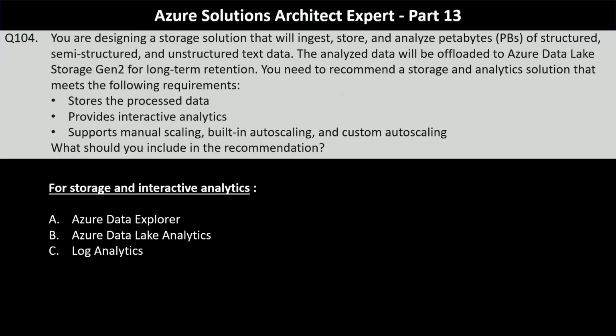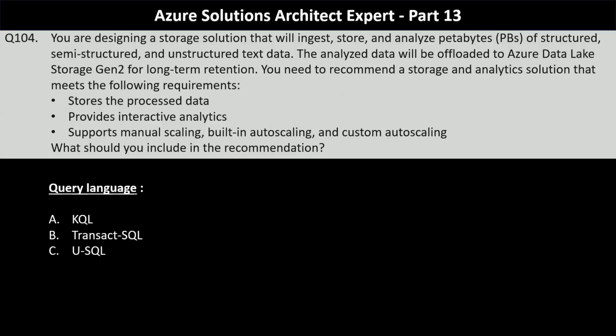The first part of the question is talking about storage and interactive analytics, and your options are Azure Data Explorer, Azure Data Lake Analytics, and Log Analytics. Friends, Azure Data Explorer is optimized for storing and querying structured, semi-structured, and unstructured data, making it ideal for this scenario. It is specifically designed for real-time and interactive analytics on large volumes of data, enabling users to quickly derive insights. Azure Data Explorer supports a variety of scaling options to handle workload demands, including manual scaling, built-in auto-scaling, and custom auto-scaling configurations.